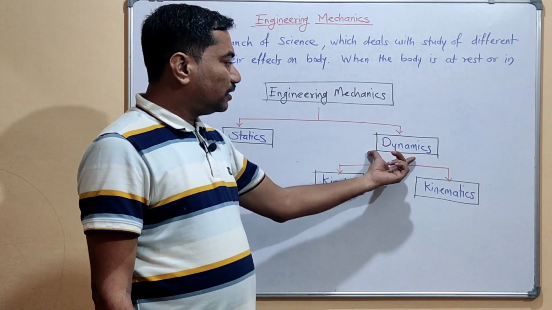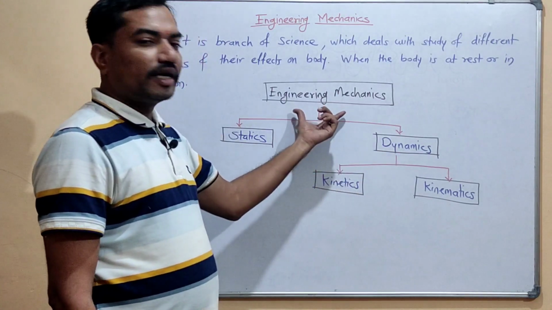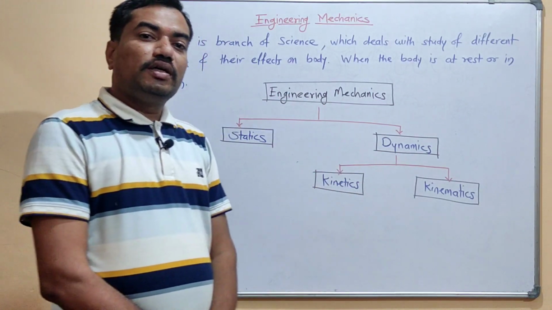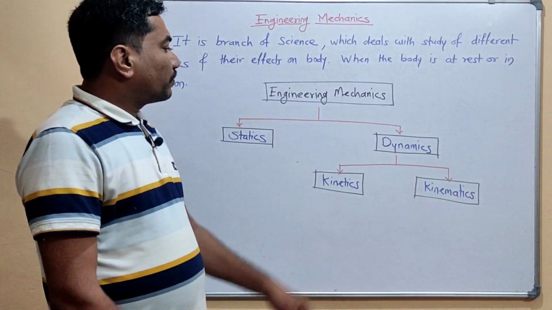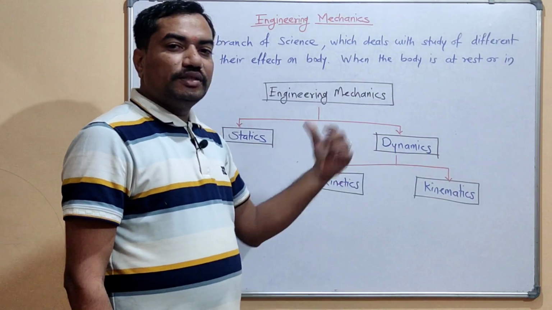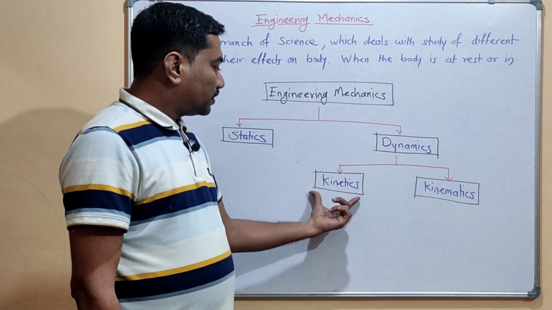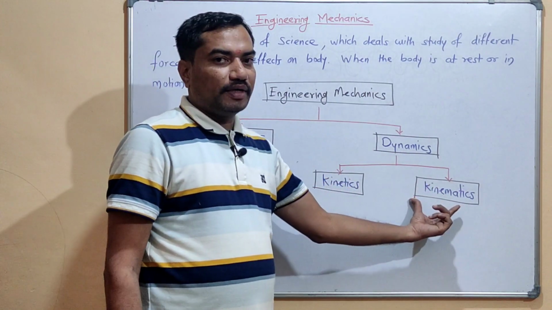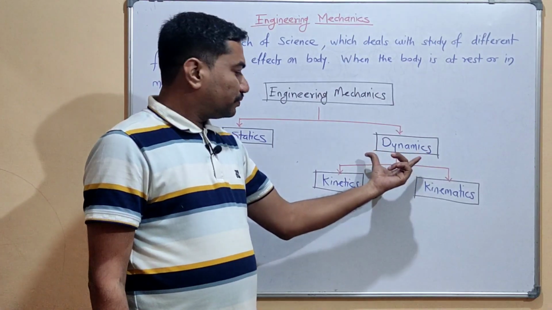So we'll see the definition of dynamics. Dynamics is the branch of engineering mechanics which deals with the forces acting on the body and their effect when the body is in motion. Dynamics is again divided into two types, that is kinetics and kinematics. Dynamics is when the body is in motion.